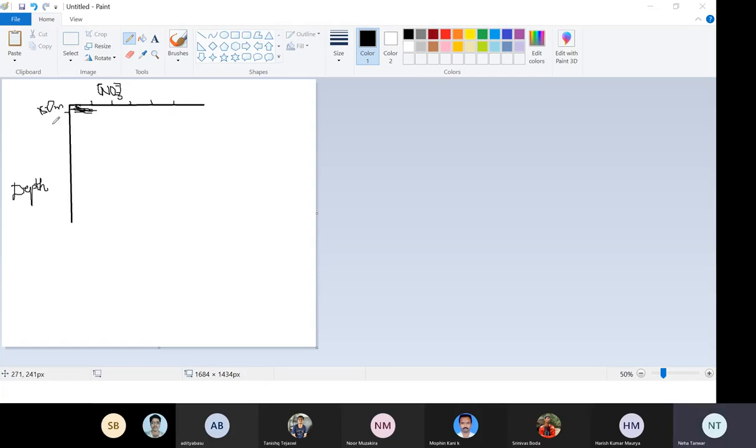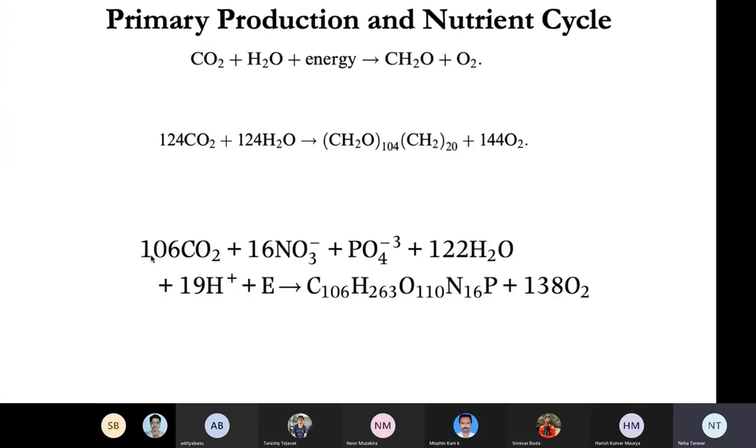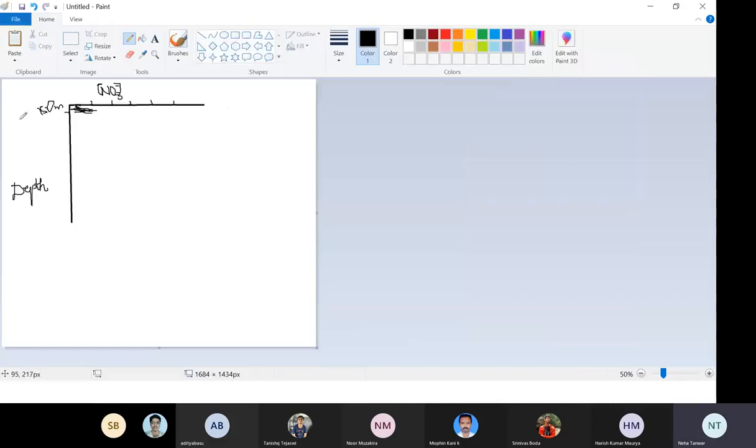What is the reverse reaction of photosynthesis? Respiration. Yes, respiration. So this organic matter will be oxidized and respired back, and those nutrients will be released back in the water. And of course, CO2 will be released back in the water. So what will happen with death? These nutrients are going to be released back.